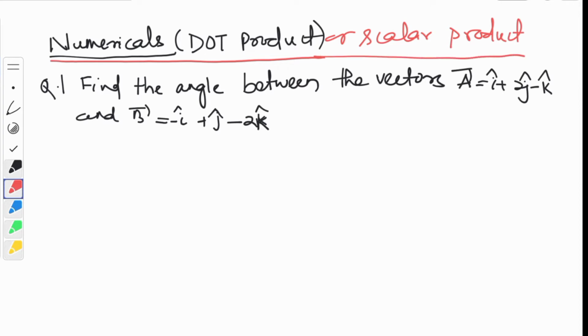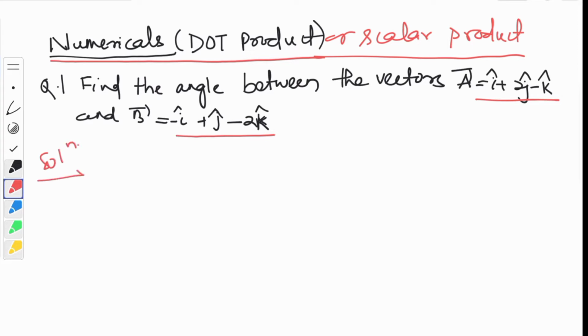First question is, find the angle between the vector A, that is given i cap plus 2 j cap minus k cap, and vector B is given minus i cap plus j cap minus 2 k cap. How to solve it? Let us see.